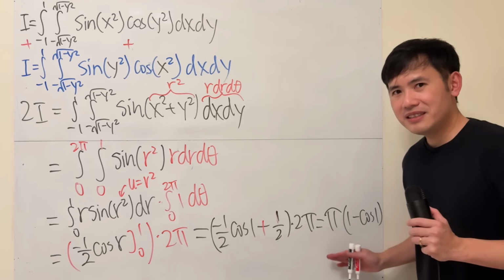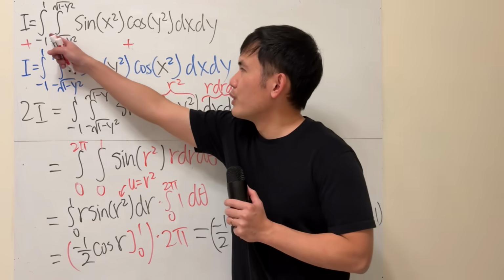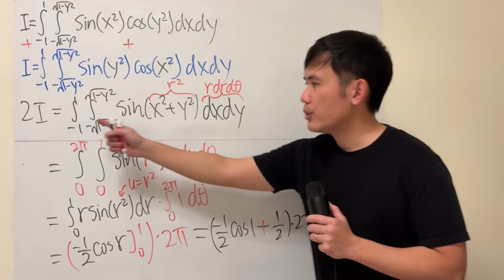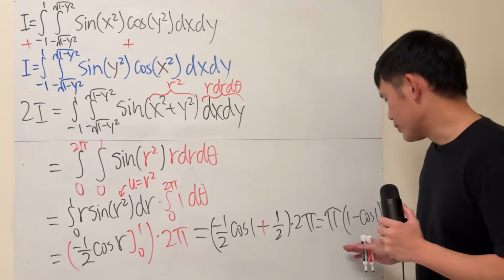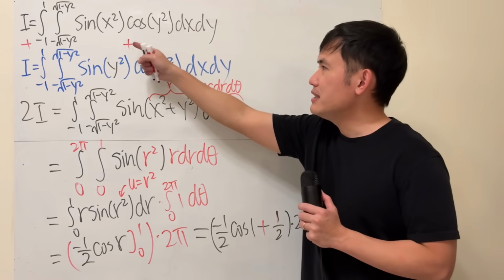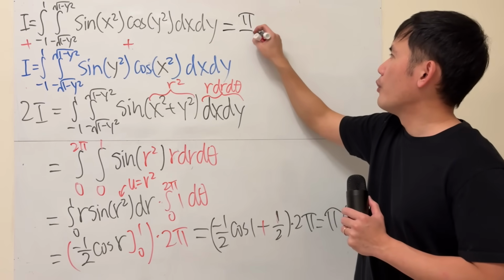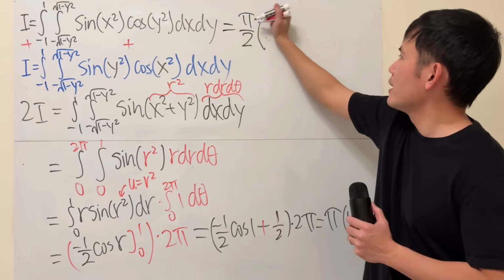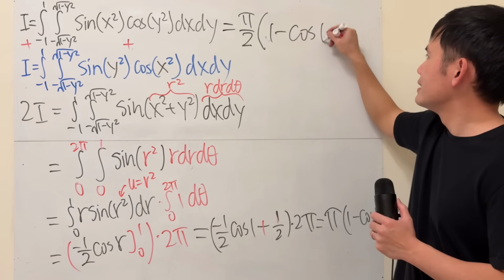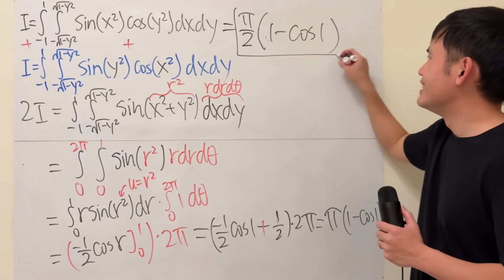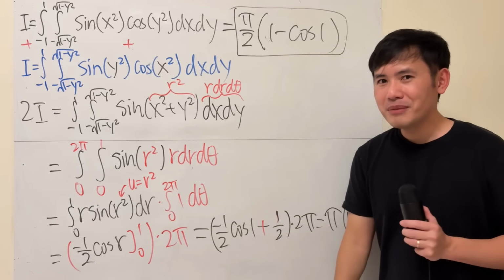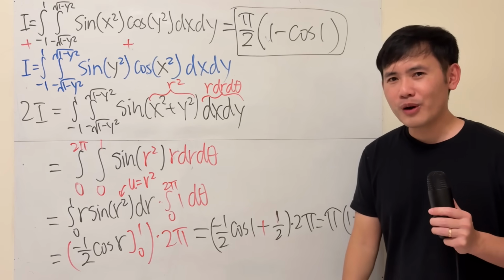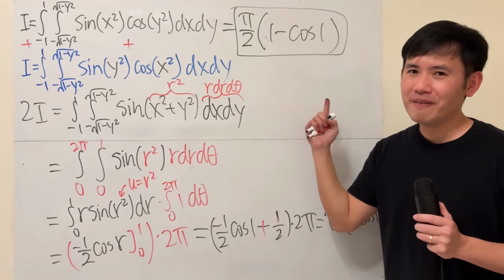Now, be careful. This is not the answer because the original integral is just I. What we did was 2I. So, divide by 2 on both sides, and ladies and gentlemen, this integral is pi over 2 times 1 minus cosine of 1. That's it. And I do have to admit that this answer is not as nice as the square root of pi for the Gaussian integral, but I like this very, very much.